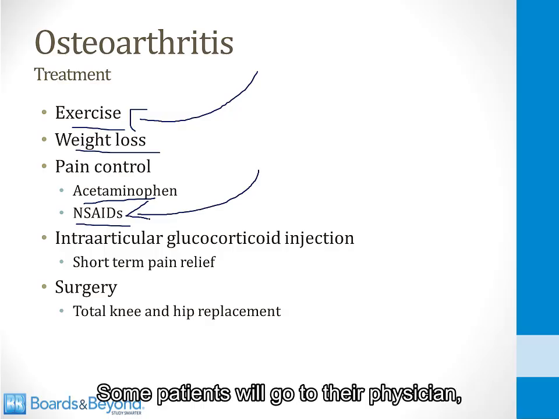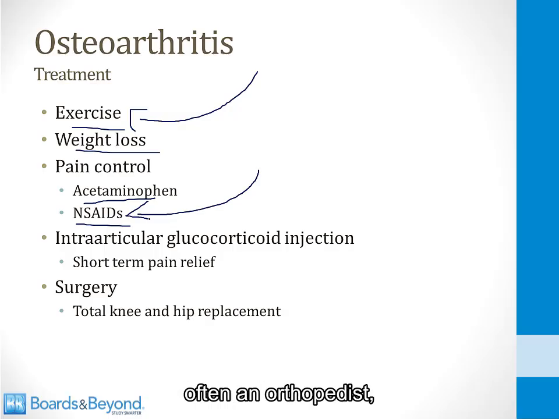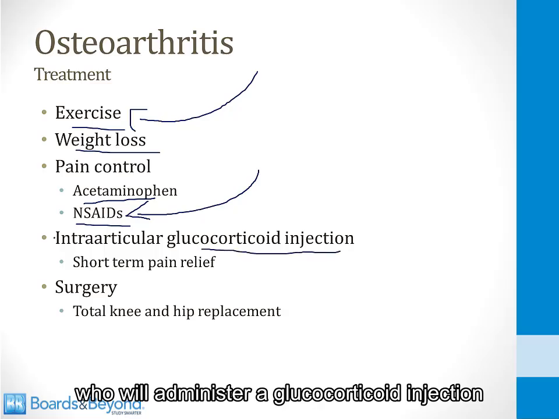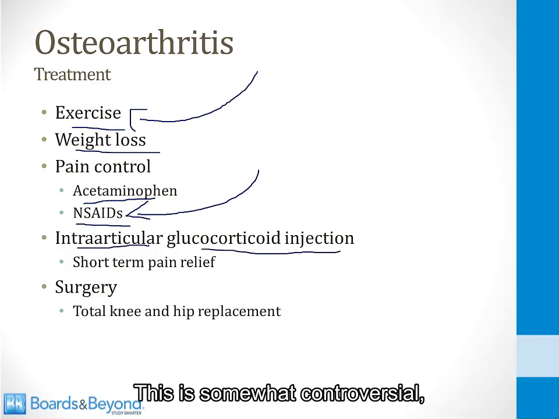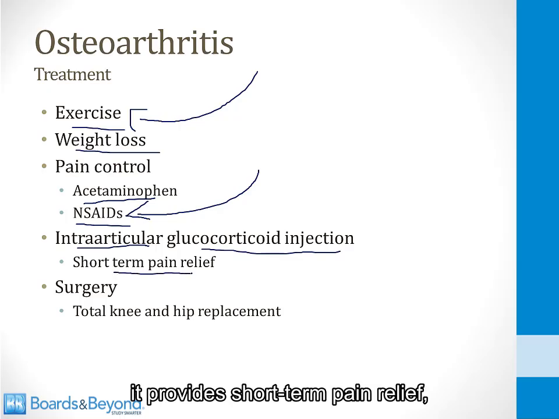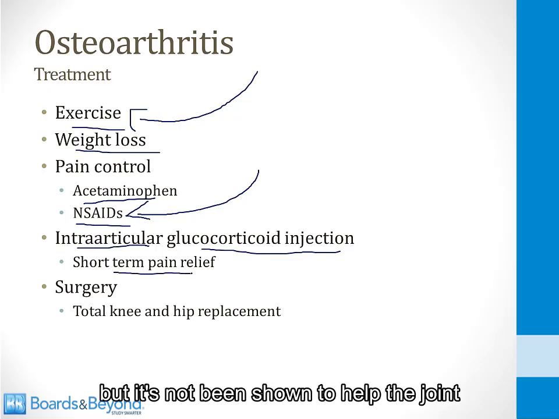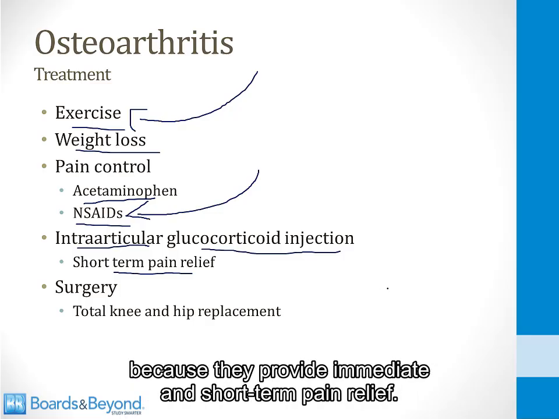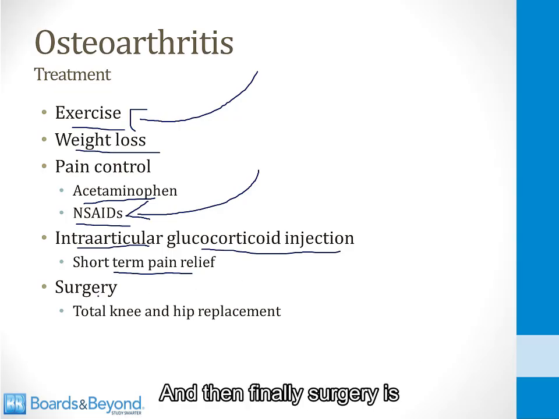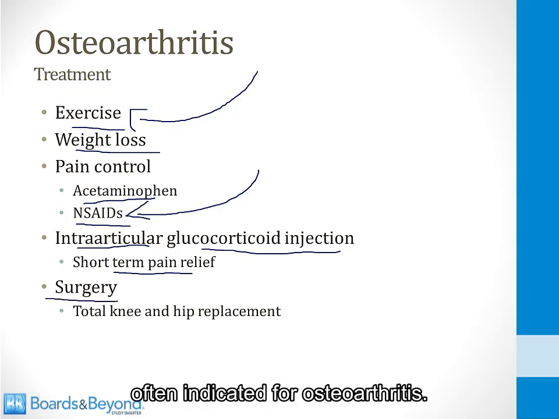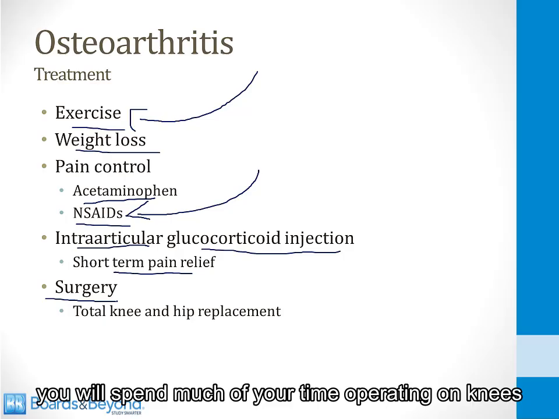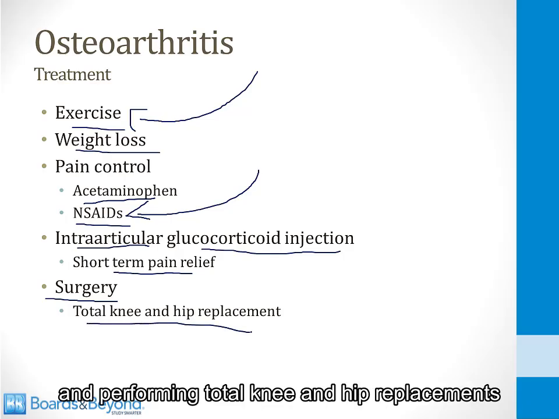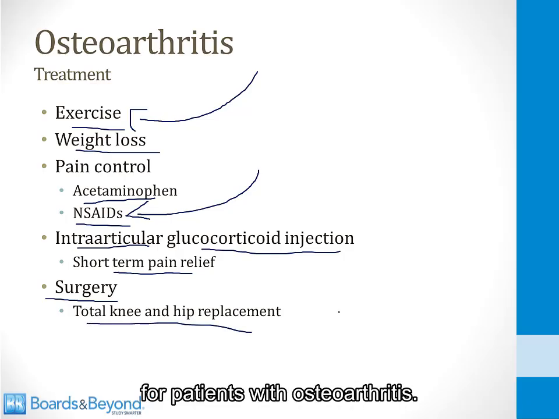Some patients will go to their physician, often an orthopedist, who will administer a glucocorticoid injection into the joint. This is somewhat controversial. It provides short-term pain relief, but it's not been shown to help the joint over long periods of time. However, many patients like these because they provide immediate and short-term pain relief. And then finally, surgery is often indicated for osteoarthritis. If you go into orthopedic surgery, you will spend much of your time operating on knees and performing total knee and hip replacements for patients with osteoarthritis.